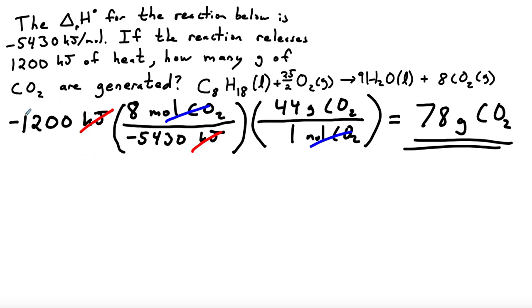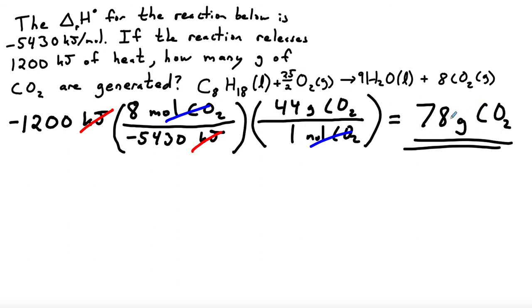This says the more heat that we generate, the more carbon dioxide we'll generate. On the other hand, the bigger the heat of the reaction for a given amount of fuel, the less carbon dioxide will generate. That makes sense too. And the more moles of carbon dioxide are generated per mole of fuel, the more carbon dioxide we're going to generate. So that also makes sense. And of course, the bigger the molar mass, the more this mass will be.